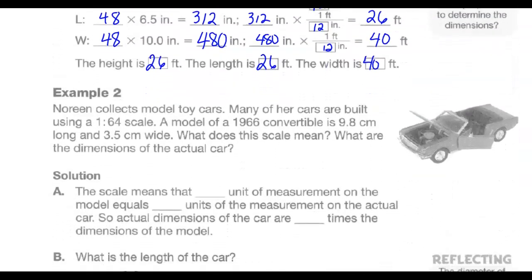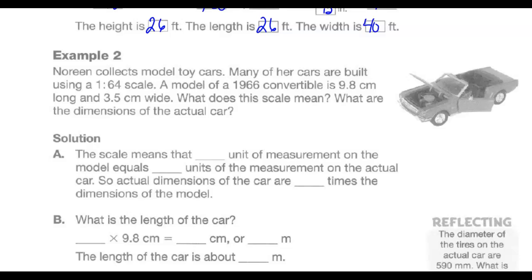All right, Noreen collects model toy cars. Many of her cars are built using a scale of 1 to 64. A model of a 1966 convertible is 9.8 centimeters long and 3.5 centimeters wide. What does the scale mean? What are the dimensions of the actual car?